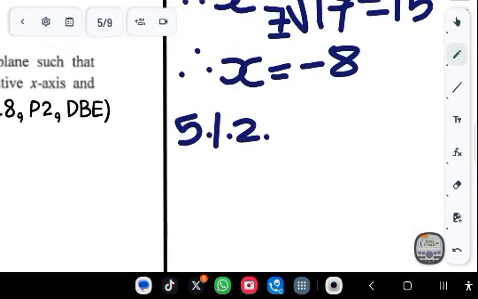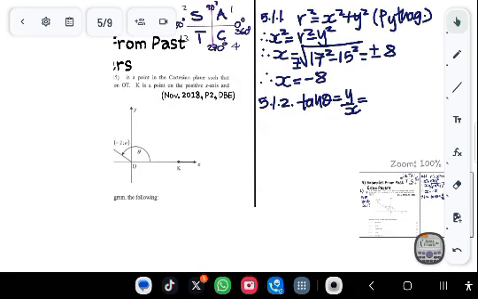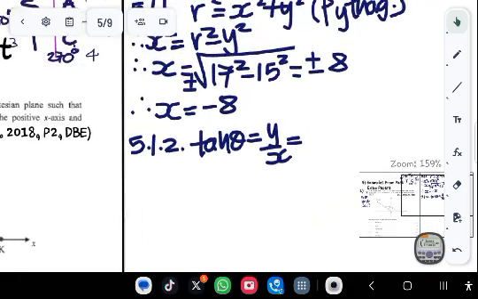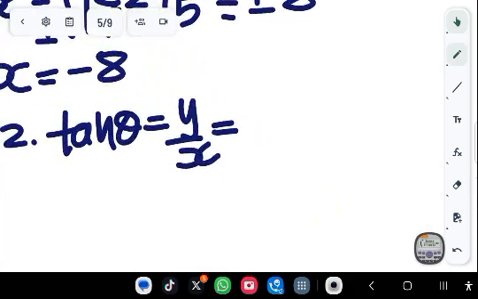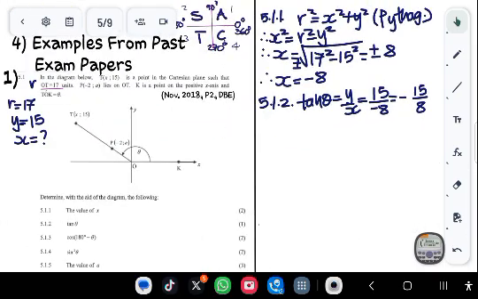5.1.2, tan of theta. Tan of theta is simply equal to what? y over x. And in this case, our y is 15 and our x is negative 8. So that is 15 over negative 8, which is simply minus 15 over 8. And that's how you find that trigonometric ratio.